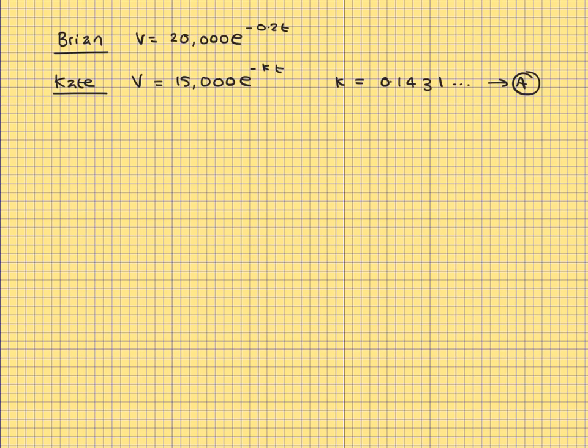So, part 3, find out how long it is before Brian and Kate's cars have the same values. Just a note, the value of k that we calculated for Kate's information, I've stored in a calculator memory, so we can use the exact value of that rather than a rounded value. We're trying to find out how long it takes before the cars have depreciated to the same value, so we will set the equations equal to each other.